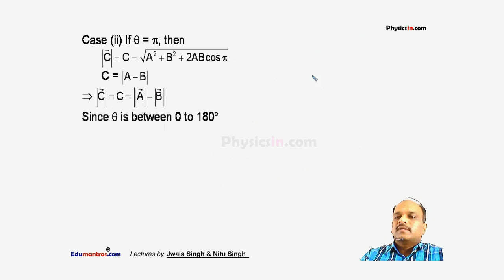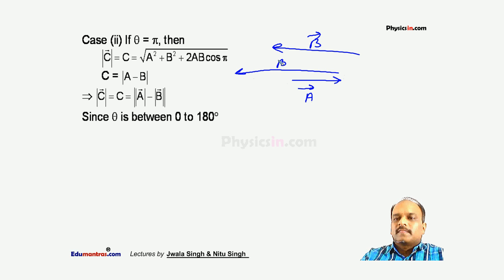If theta is 180 degrees, suppose this is vector A and this is vector B. As we know, these two vectors are opposite. So if I add this vector B here, the resultant is this vector C. So the resultant C is written as root over A square plus B square plus 2AB cos pi, and we know cos pi, meaning cos 180, is minus 1. So this is equal to root over A square plus B square minus 2AB, which is equal to mod of A minus B, or mod of A minus mod of B. So the resultant is this. This is the minimum value of vector A plus B.